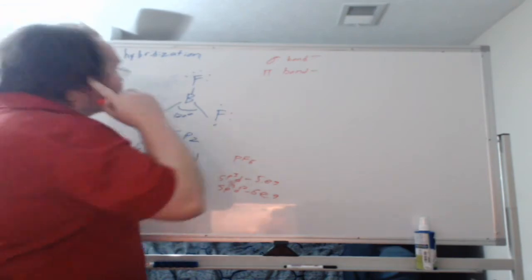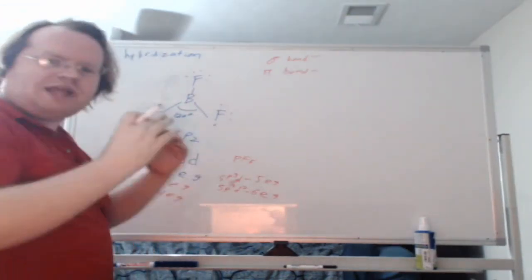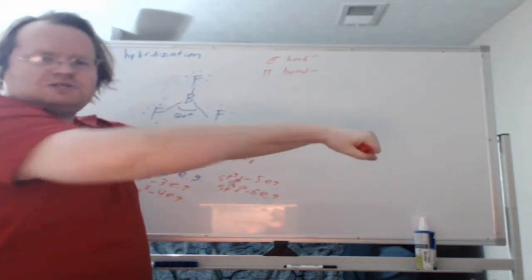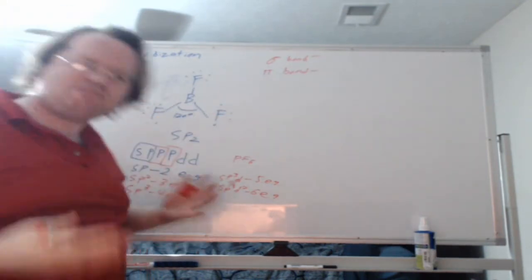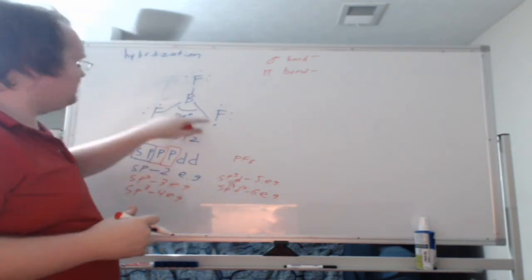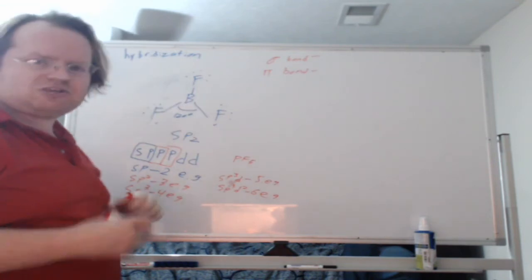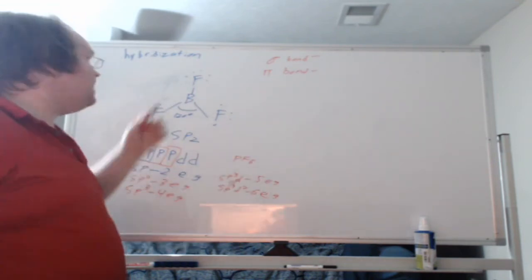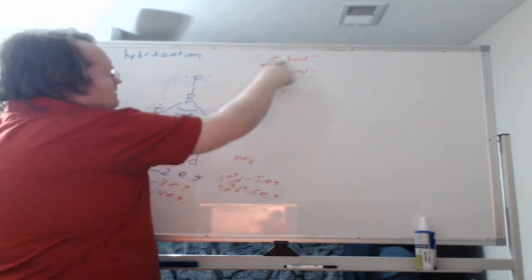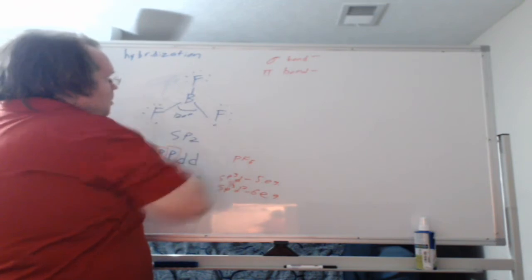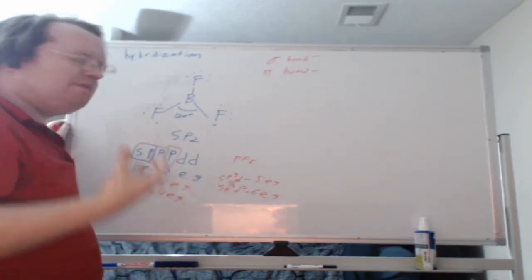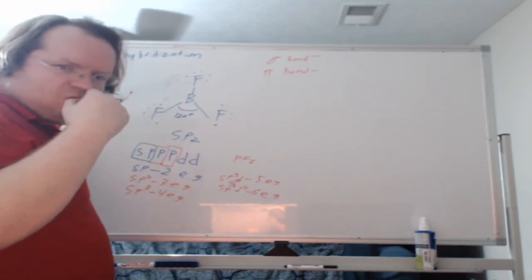So sigma bonds are going to be ones that occur directly between two atoms. So if I'm an atom, and there's another atom across from me, the electrons are going to be shared right between us, which is where you would expect a bond to be, right between the two atoms. So in a molecule like BF3, the electrons occur between the boron and the fluorine. And again, this is somewhere where I definitely recommend looking at pictures. So sigma bonds are going to be those.